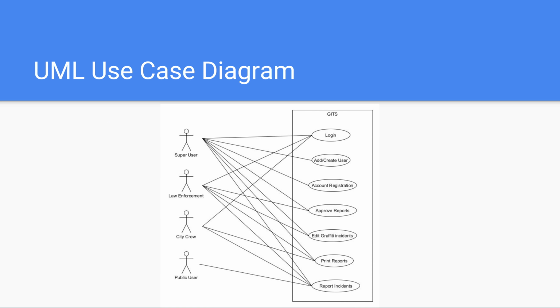So this diagram shows the privileges for each user group. As you can see, the super user has access to all the GITS features. Two unique features to the super user are the creation of a new user as well as account registration. The law enforcement official is privileged to do everything except for the unique features of the super user mentioned before. And the city crew has access to login, print reports, and report incidents features. And the public user is the most limited one and is only allowed to report incidents.